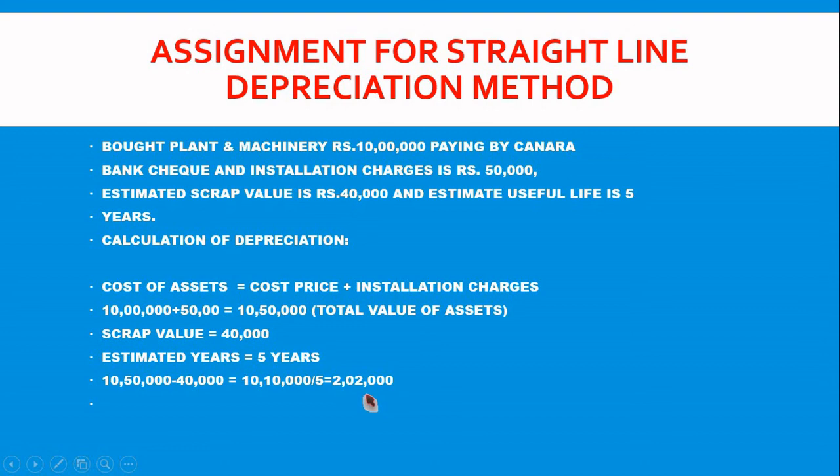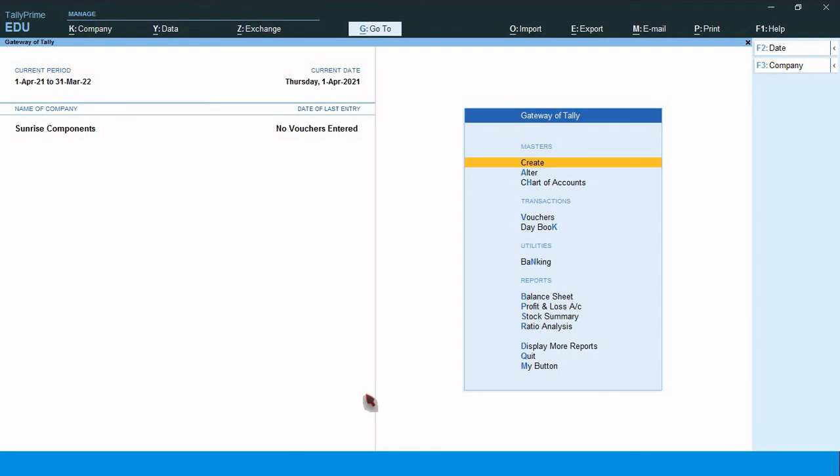So you have to pass 5 entries for 5 years of the same depreciation amount. This is the formula for the straight line method depreciation. Okay, so you go to Tally. I have already created one company. Create the necessary ledger accounts.